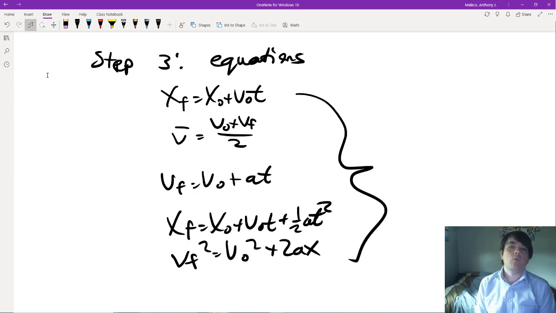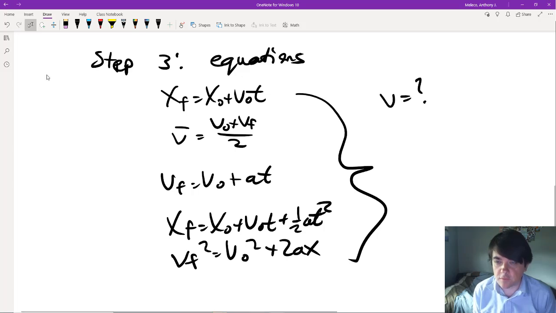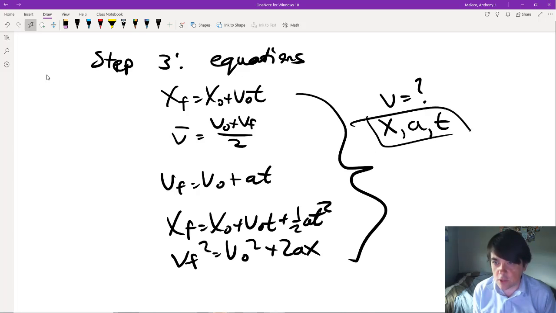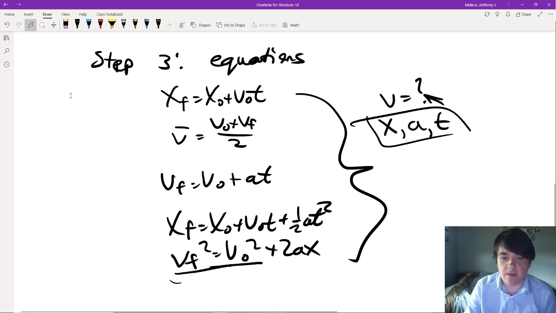Now, we don't know velocity. So we don't know this, okay? But we do know x, a, and t, okay? So anything that links knowns to unknowns is something we should look at. So let's look down here. We don't know velocities, okay? But these would be the same.